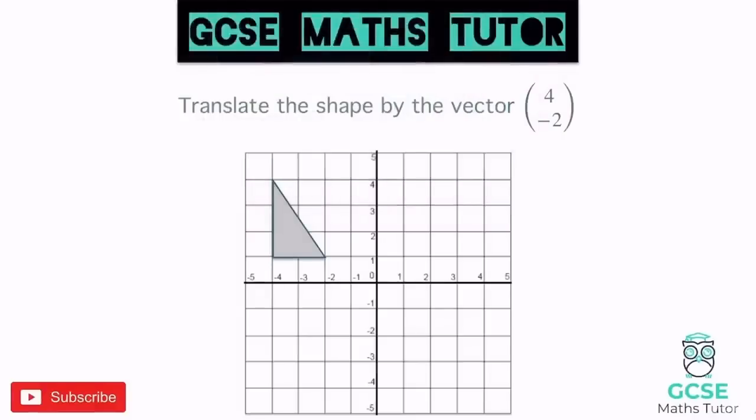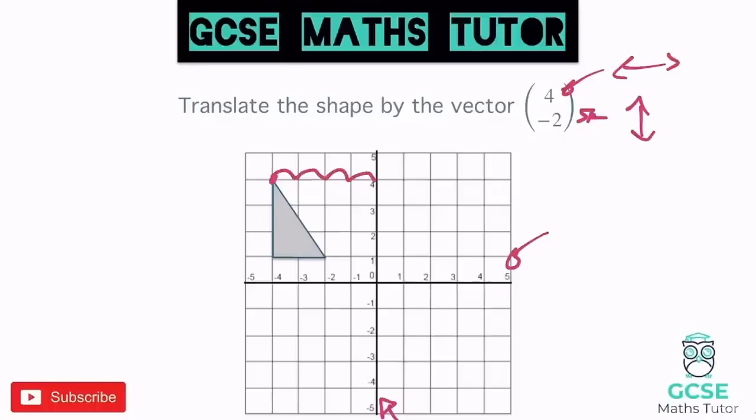Okay, so translating a shape by a vector. Now that top number in a vector means left and right, and the bottom number means up and down. Okay, thinking about positive numbers moving towards these positive numbers on the axes, and negative numbers moving towards the negative numbers as well. So 4 moves it right by 4. So all I ever do is pick a point, you can pick any, and I move it right by 4. So 1, 2, 3, 4, it's going to end up there.